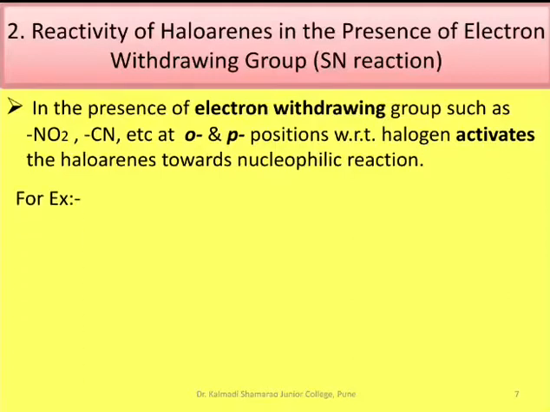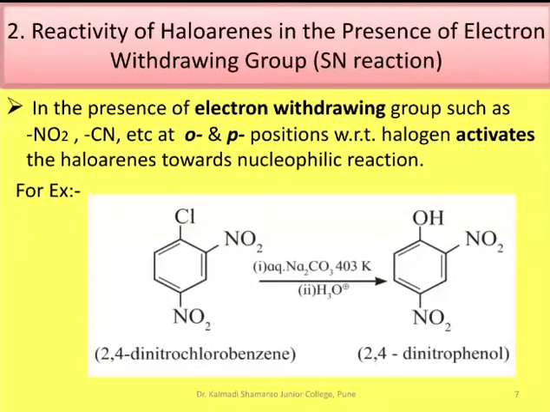For example, when 2,4-dinitrochlorobenzene reacts with aqueous Na2CO3 at 403 Kelvin temperature, followed by dilute acid, it gives 2,4-dinitrophenol. Here, chlorine is easily replaced by hydroxyl group.